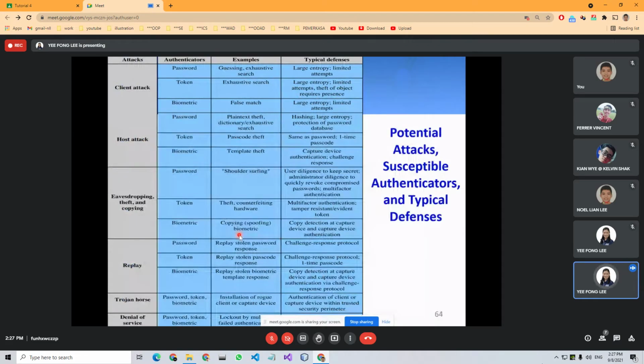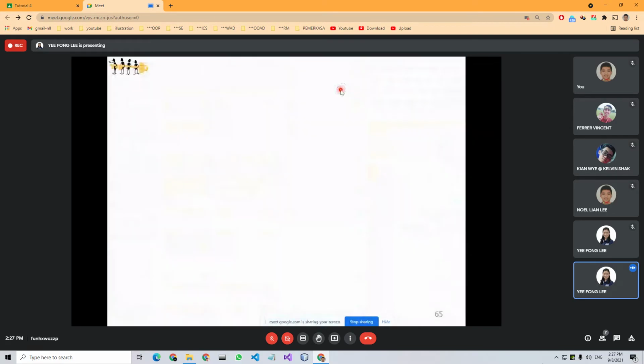Summarize the principal attacks on user authentication. Here it is broken down by type of authenticator. Okay, type of attack, authenticators, examples, and typical defenses.